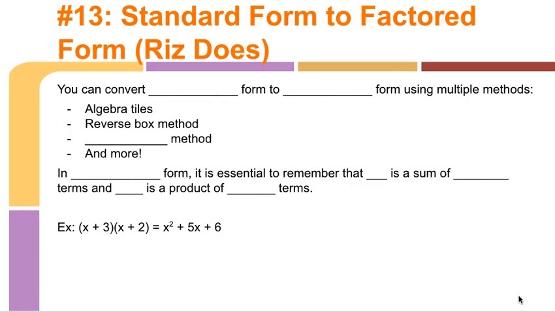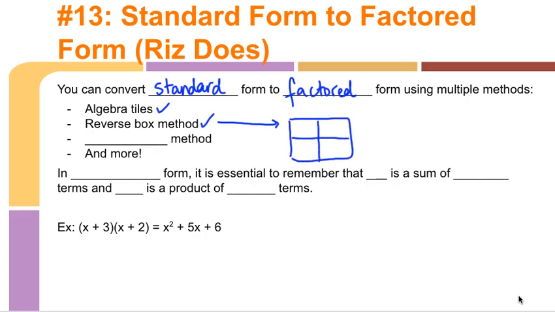You can convert standard form to factored form using multiple methods. So again, you could use algebra tiles like we did in the activity today, or you could use something called the reverse box method, which is kind of like what we did last week. If you have the box and then you actually try to find the numbers on the outside, okay? And then what we're going to be talking about today is something called the diamond method, and a bunch of different ways and more, okay?